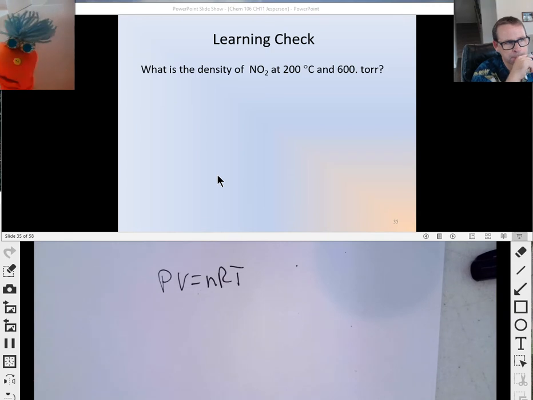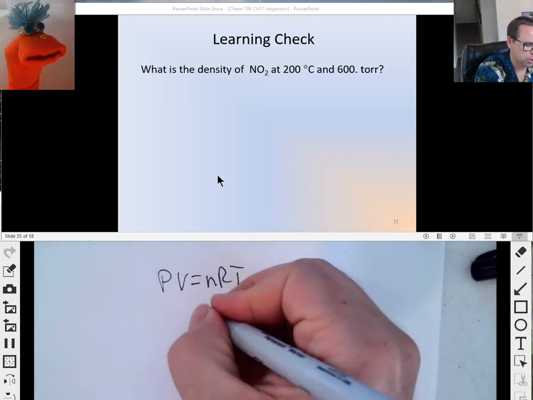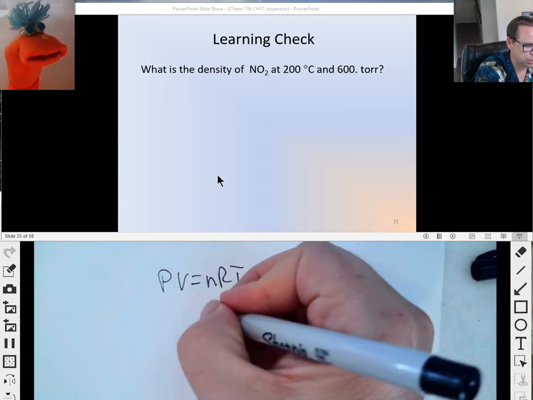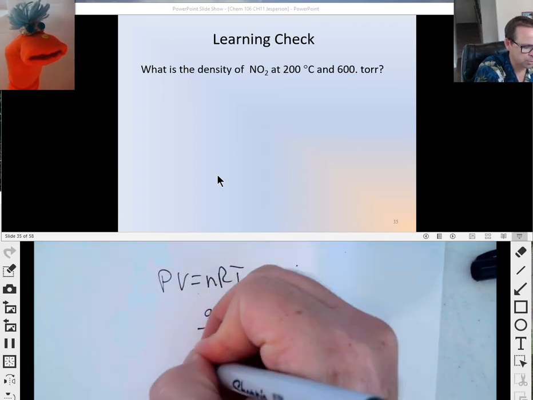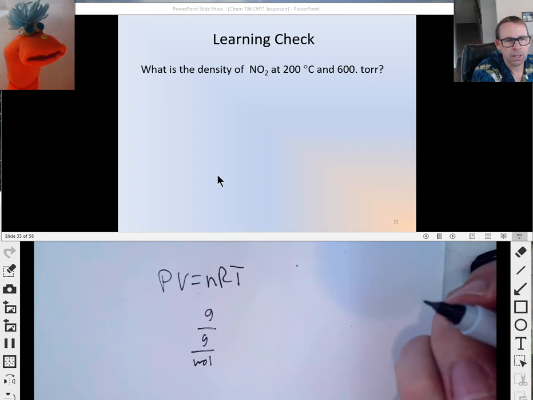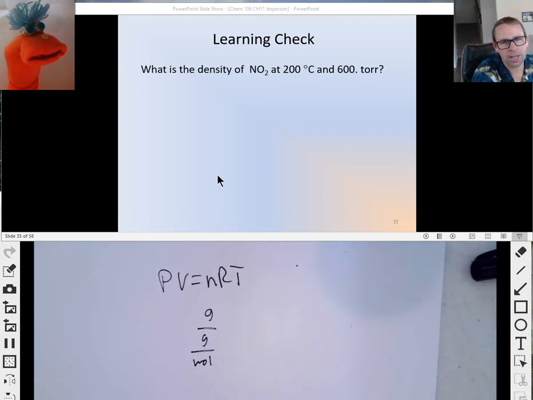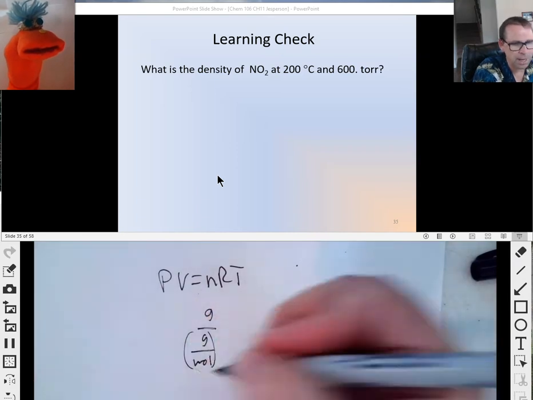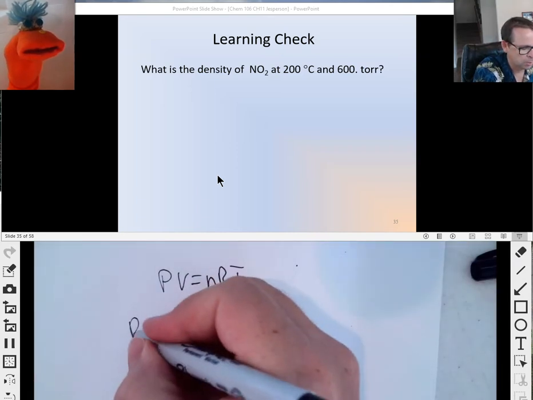Let me look at my notes. Oh, you put in there grams over the molar mass, or grams per mole. That's right. So n can be equal to grams over grams per mole. All right? So to solve for the density, we need the molar mass there, right? But now we can do that.